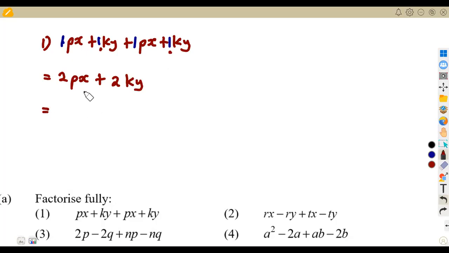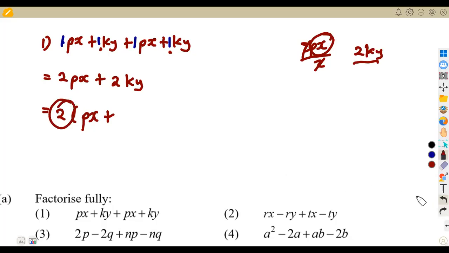At the end, we can see that here we've got 2 which is common and also 2 which is common. So we can factor out the 2 that is common, which is our highest common factor. Remember that we are supposed to divide back whatever you are obtaining. 2px divided by 2, this will cancel, and we remain with px. On 2ky, we do the same thing: 2ky divided by the term that you factored out, which is 2, this will cancel, and you remain with ky.